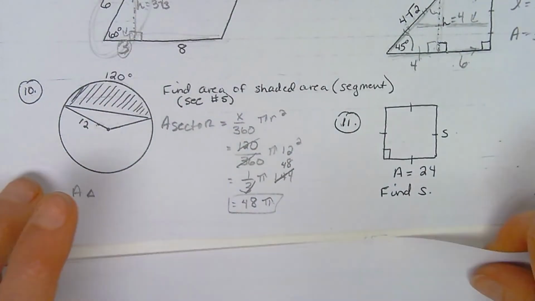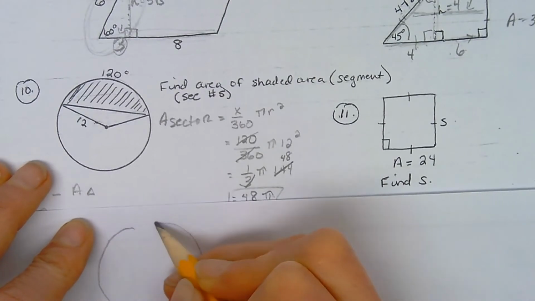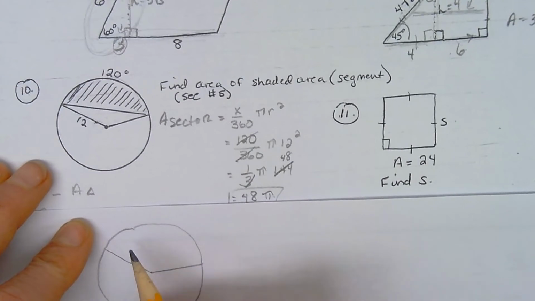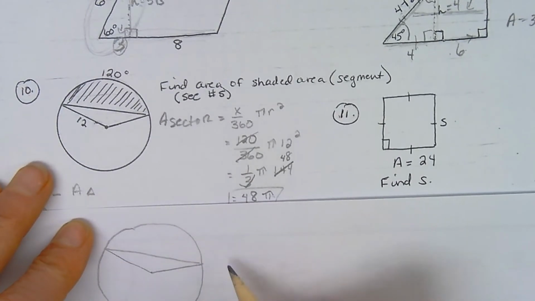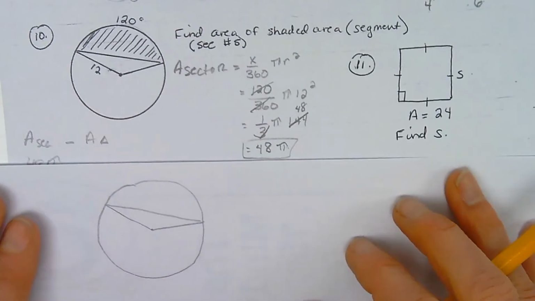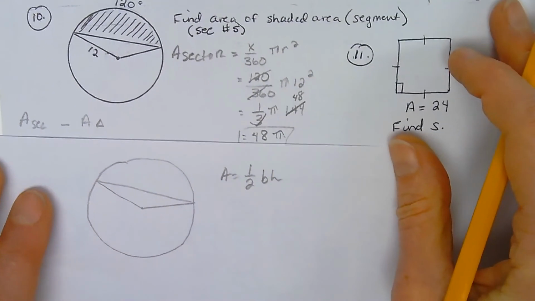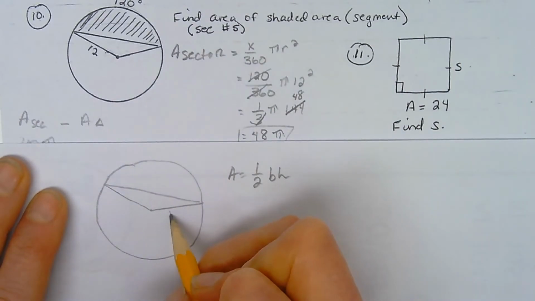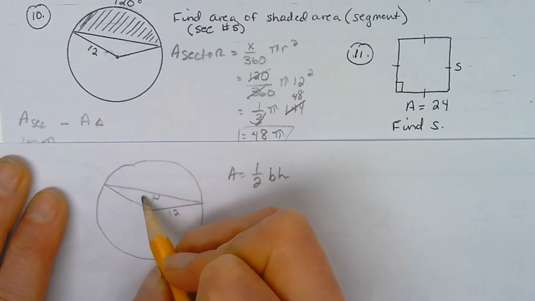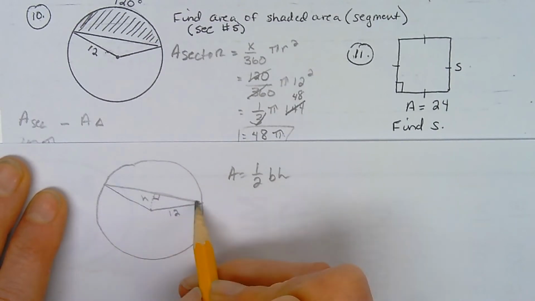I'm going to redraw it over here. Here's a circle. Here's the triangle. How do we find the area of this triangle? Well, area equals 1/2 base times the height. I know that this is 12, but I don't know what the height is, and I don't know what the base is, or the height to that base.